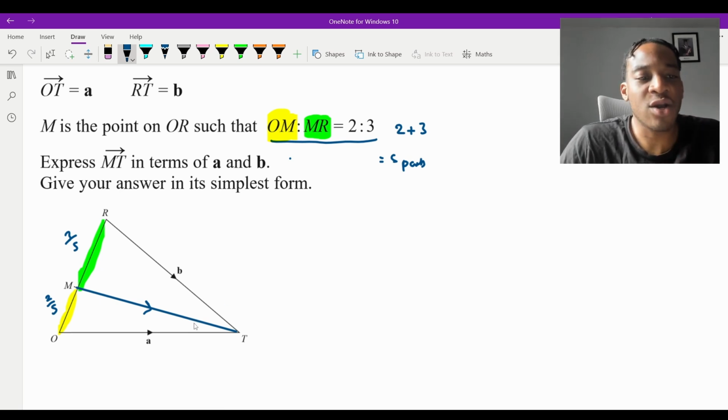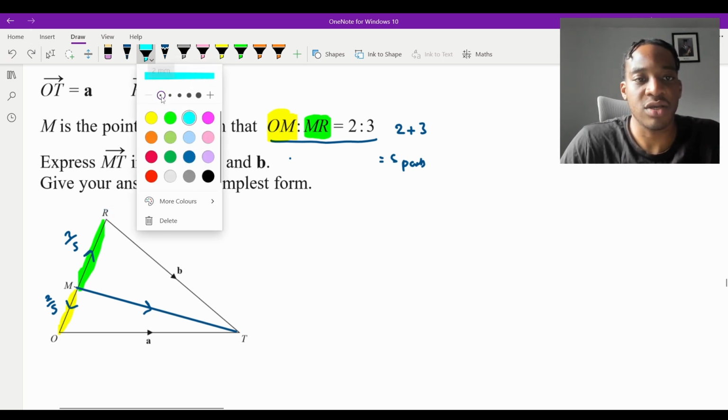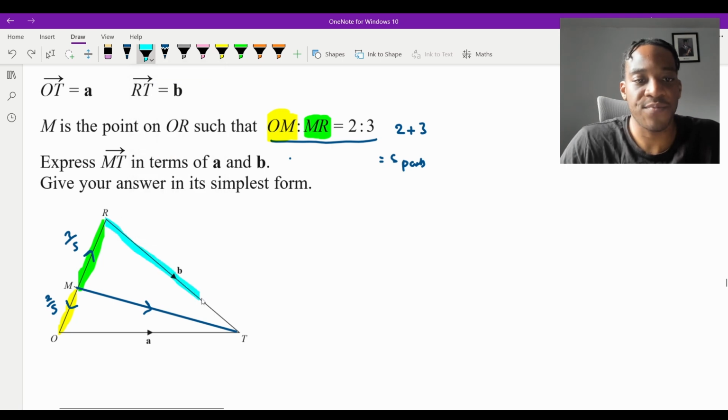Now, how do I go from M to T? Well, there are actually 2 ways. I could go along this one and then go along B, or I could go along this one and go along A, O to T. It doesn't matter which one you use, as long as your algebra is okay, you'll get the same answer. But I'm going to go along the green one, and then go along this one here. It's way too thick, let me just decrease the size. So this one here.